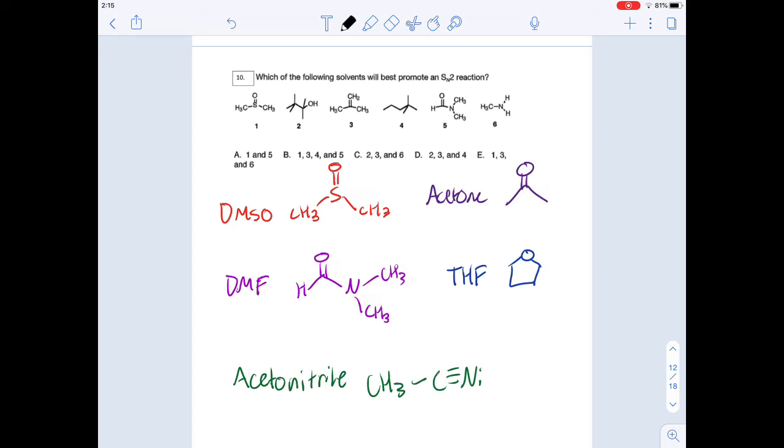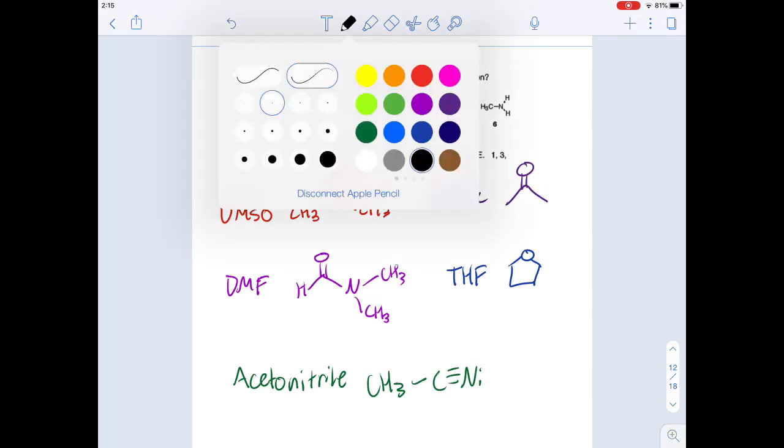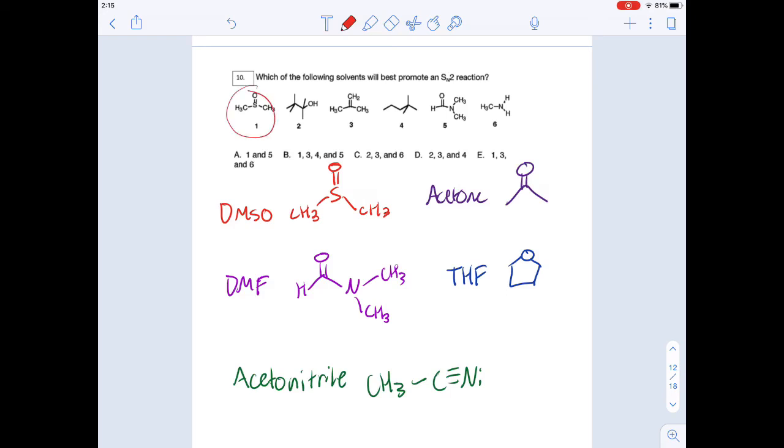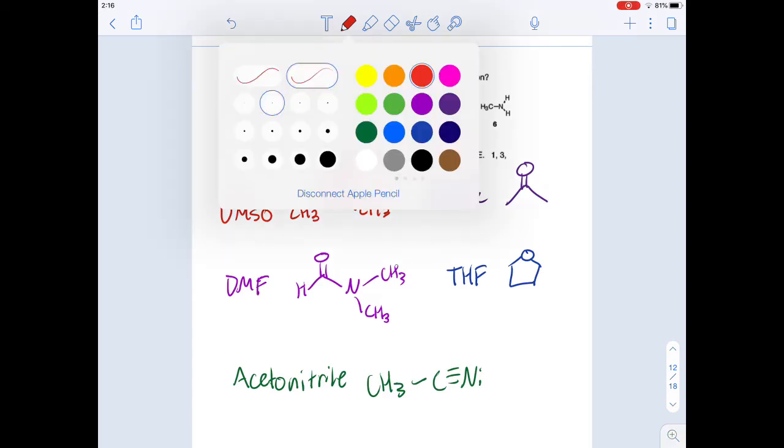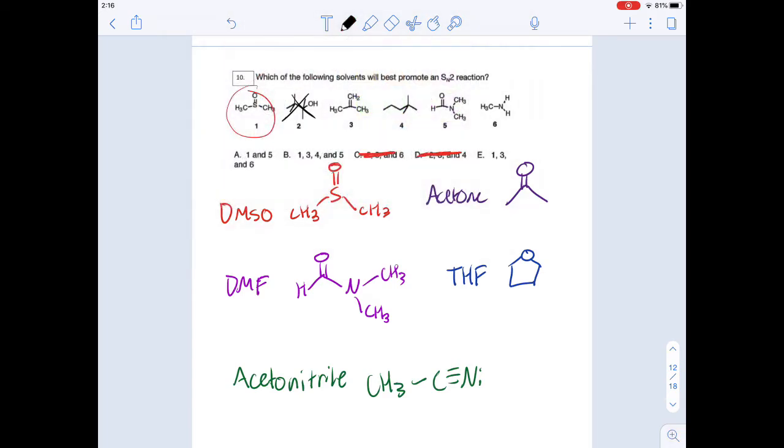So now we can go through the answer choices and see if any of these are polar aprotic solvents. So number 1 is actually the structure of DMSO. So we know that's going to be one of the answers. So you can eliminate any of the answer choices that don't have number 1 in it. So that's C and D. Number 2 would actually not be polar aprotic. Polar aprotic is a type of solvent that won't donate protons, right? So since an alcohol is relatively acidic, it would donate protons. So number 2 is definitely not going to be polar aprotic.